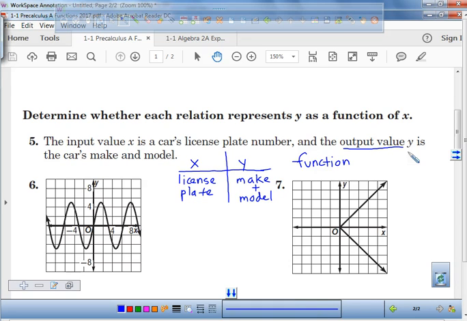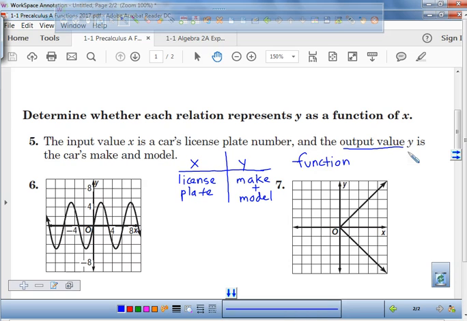Do you think there's going to be only one 2014 Ford Mustang? No. You could say, all right, we're going to plug in 2014. That's the year. The model's a Ford Mustang. And guess what you're going to get? You're going to get a whole bunch of different license plate numbers, right? That all represent what? The 2014 Ford Mustang.